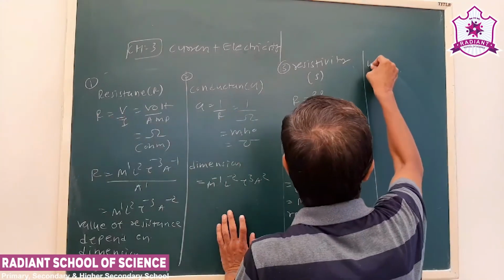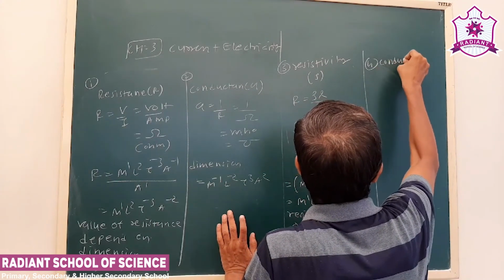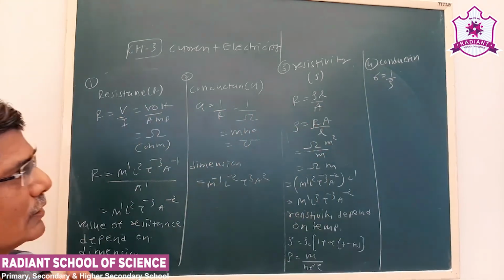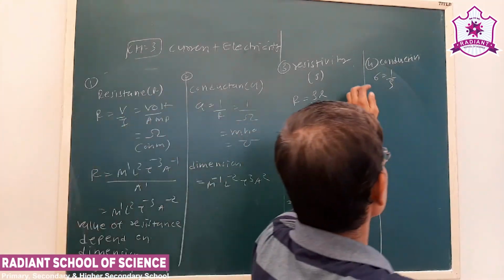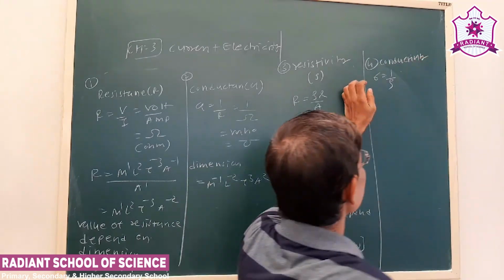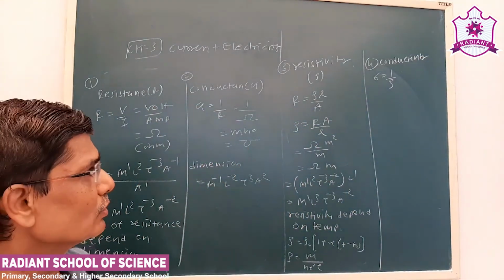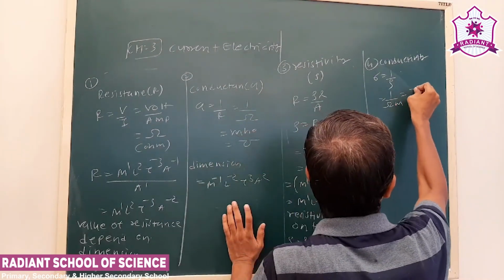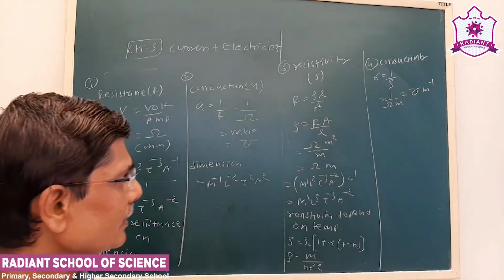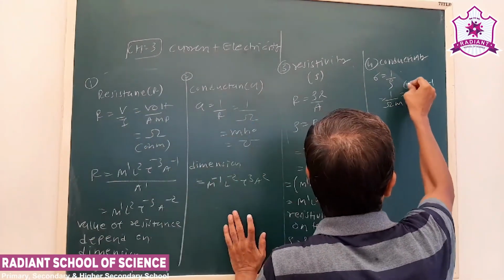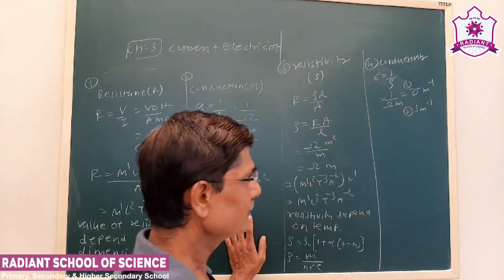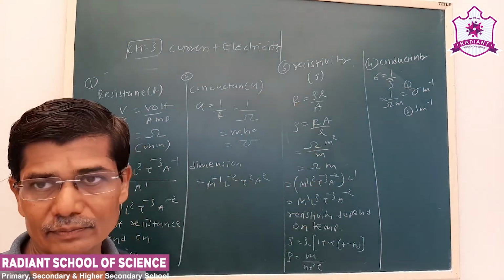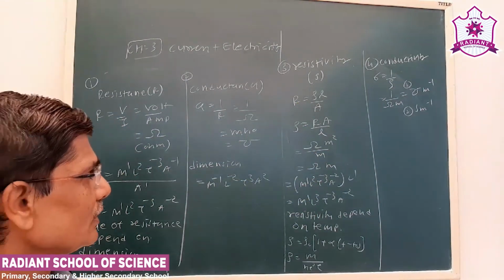And the fourth is conductivity. Sigma is 1 upon rho. So the unit will be the reciprocal of resistivity, which is called conductivity. So it will be 1 upon ohm meter. So this will become mho meter inverse. Another unit is Siemens meter inverse. Now if I want to write down the dimension, we know the reciprocal of resistivity is called conductivity.